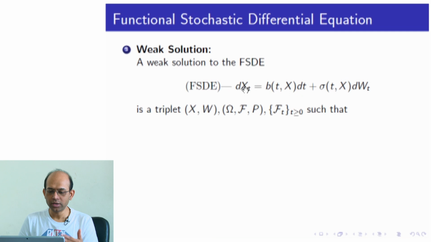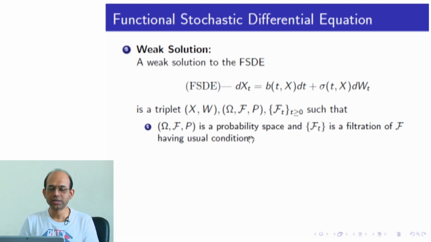For this FSDE we say that something is a weak solution. A weak solution of this FSDE is a triplet, as we also obtained a triplet for the SDE. This triplet is (X, W), (Omega, F, P) and (F_t). So W is the Brownian motion, X is the solution process, this is the probability space, and this is the filtration. So this is a filtered probability space and then the solution.